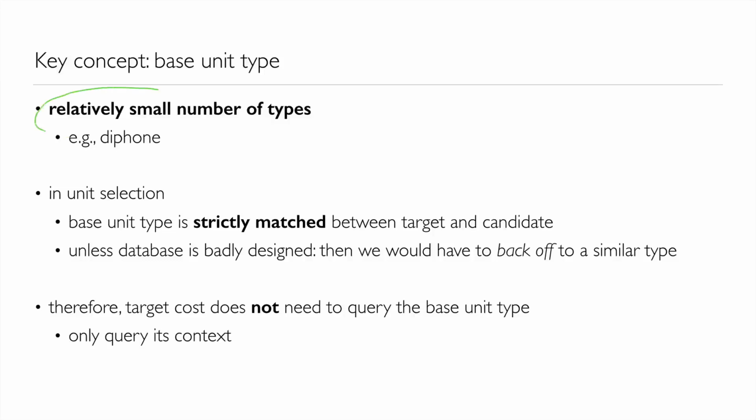There's going to be a relatively small number of types of base unit. It's certainly going to be finite, a closed set, and it's maybe going to be of the order of thousands, 1,000 or 2,000 types.